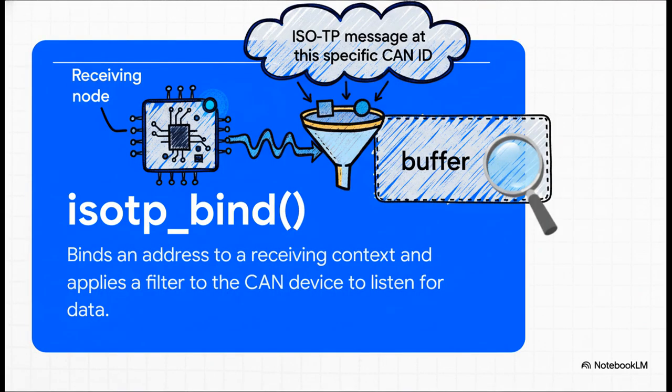First up, on the device that's going to receive the data, you have to call isotp_bind. Think of this like setting up a dedicated mailbox. You're telling the system, hey, be on the lookout for an ISOTP message coming to this specific CAN ID. When you see it, start collecting the pieces and put them in this buffer format.